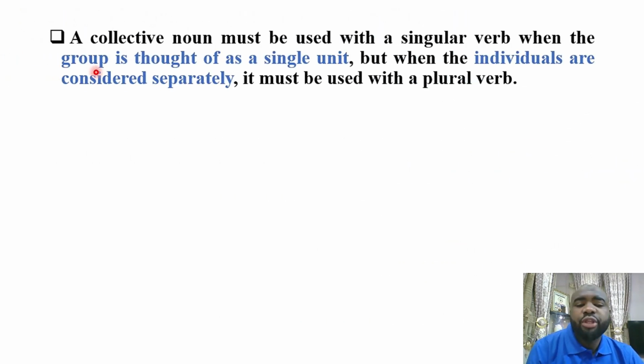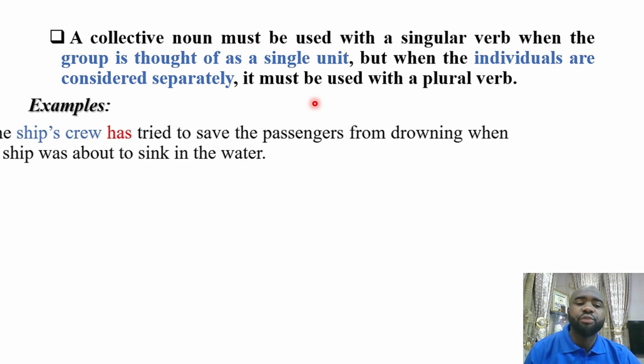So now in this next example, a collective noun must be used with a singular verb when what? The group is thought of as a single unit. But when the individuals are considered separately, it must be used with a plural verb. We discussed this when we covered collective nouns in the lesson on nouns. If you haven't watched the video, you can go to our previous video on nouns and watch it.